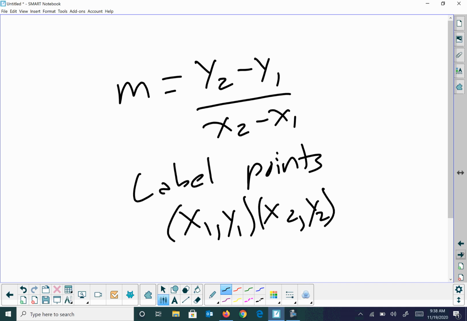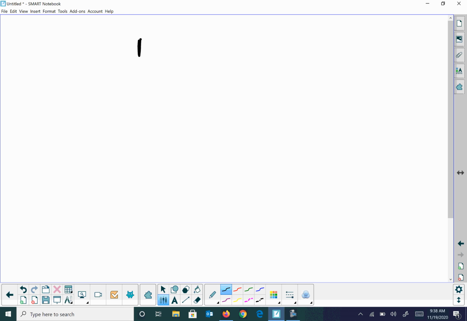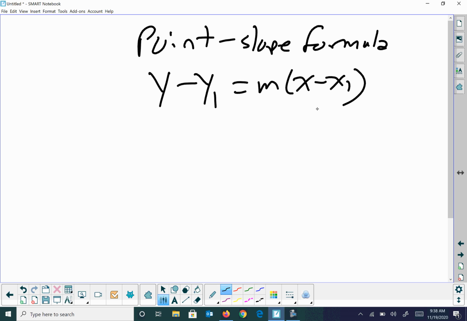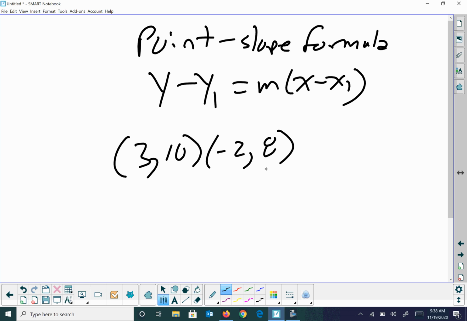All right, so we talked about this a little bit last time, but we had the point slope formula, which is y minus y1 equals m, that's slope, times x minus x1. And so if we were given 2 points, first thing we would do is label them x1, y1, x2, y2. Find the slope, which is this equation.